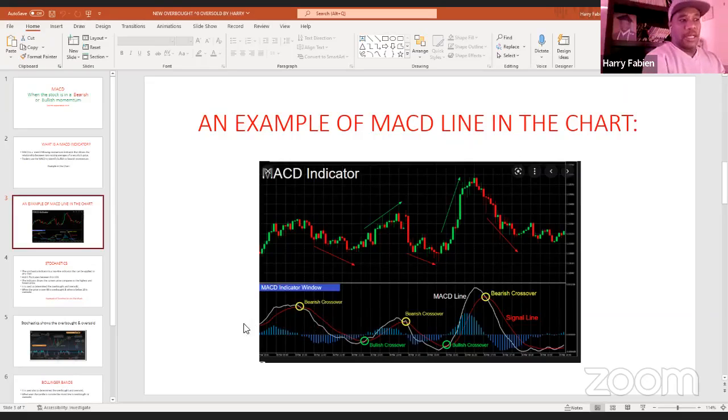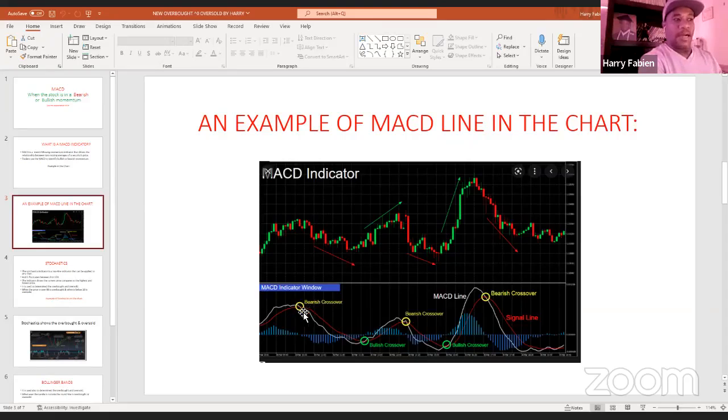Whenever you see the gray line at the top, crossing over the red line, that is bullish momentum. That means it's time for you to buy and leave it. If you bought from the gray line crossover, with the green candles, you leave it there, because if you put your mouse here and go down, you're going to see the stock is green, it's up. It's going up, up, up, and the MACD is up, up, up.